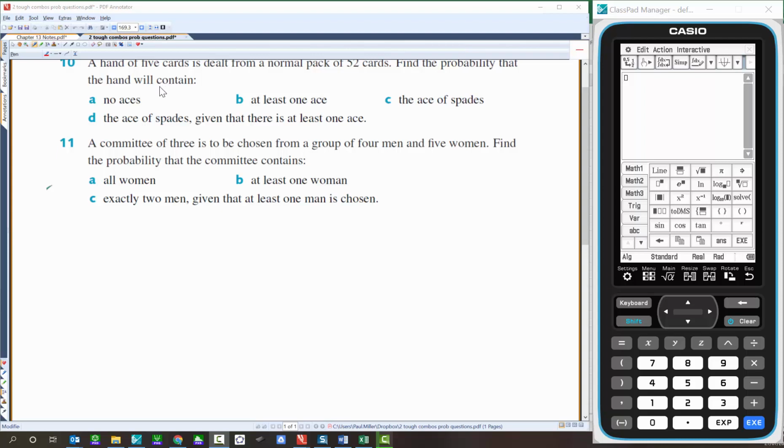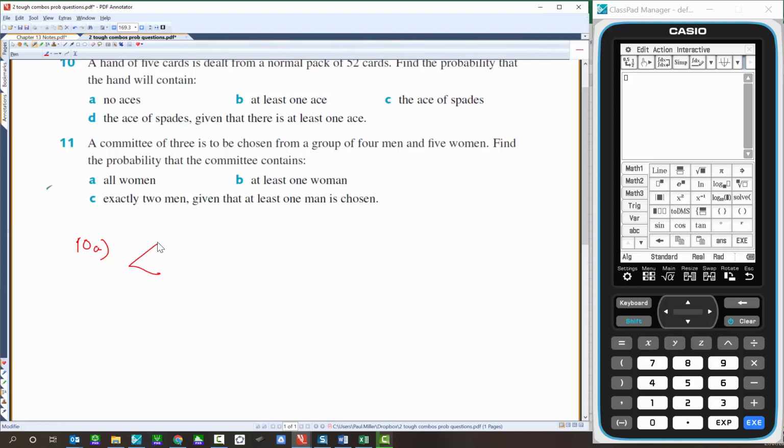Questions about these two probability problems from Chapter 10D come up every single year. So let's have a look at question 10 first of all. A hand of 5 cards is dealt from a normal pack of 52 cards. Find the probability that the hand will contain no aces.